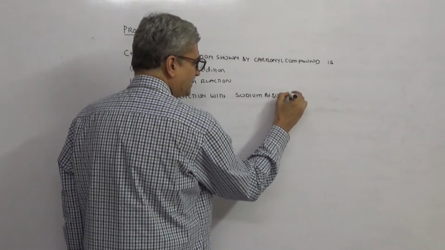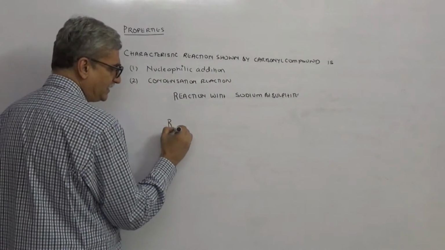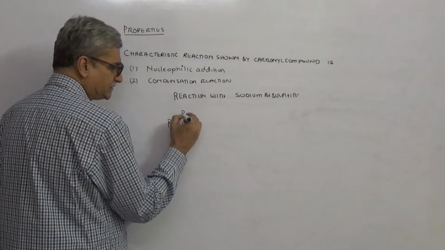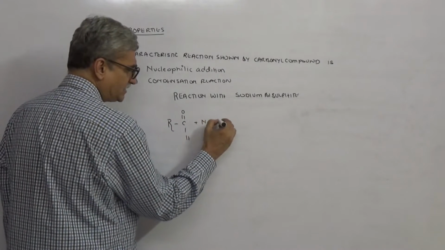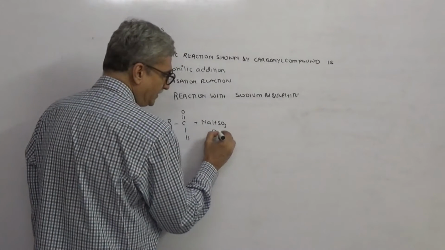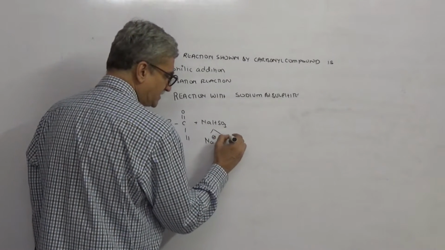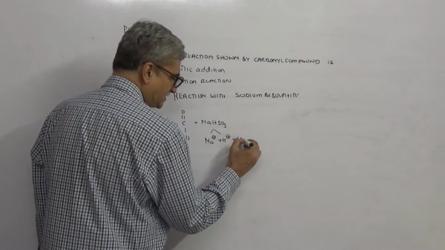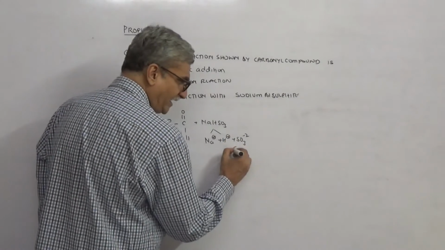Sodium bisulfite. So what happens? You have an aldehyde, R C double bond O, plus NaHSO3. So what is the nucleophile over here? It has formed Na plus, H plus and SO3 2 minus. So here is your sulfite ion.